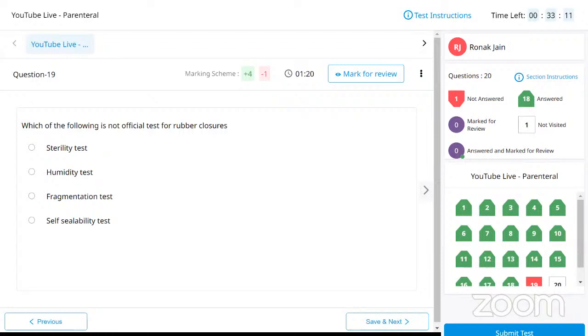Self-sealability test, again, yes, it's an official method. The importance here is that when we inject and then take the needle out, there is a formation of a hole inside the rubber closure. So it should have the feature that when we take the injection out, it should get self-sealed. Because if it does not self-seal, that means it would be in direct contact with the environment, which is not desirable. So self-sealability test is again an official test. Humidity test is the one which is not official here.